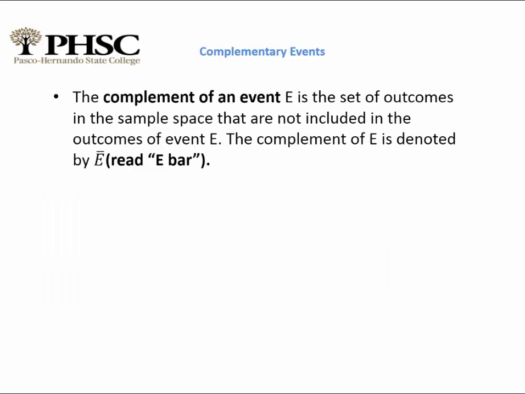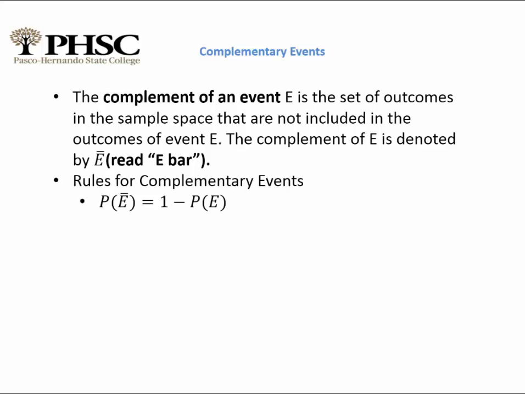Next thing I want to talk about is the complement of an event. The complement of an event E is a set of outcomes in a sample space that are not included in the outcomes of event E. The complement of E is denoted by E bar. Sometimes it's also denoted by E prime, so they have an apostrophe next to it.